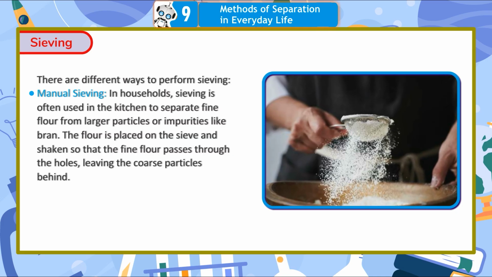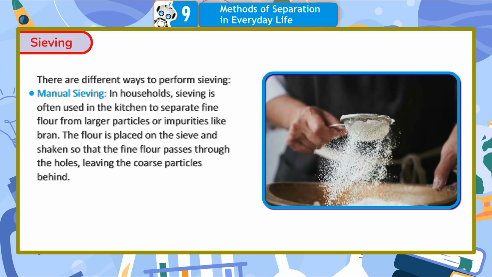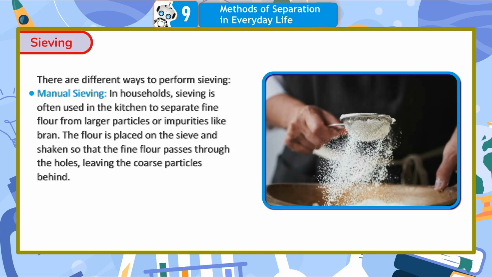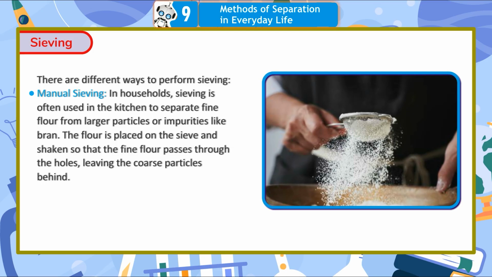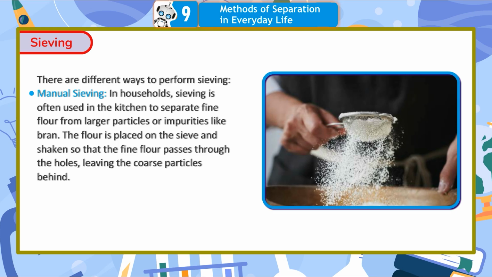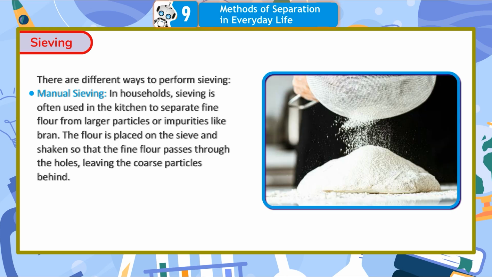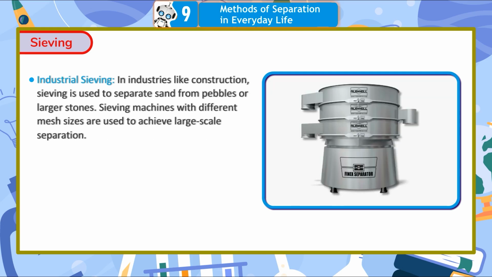Manual sieving. In households, sieving is often used in the kitchen to separate fine flour from larger particles or impurities like bran. The flour is placed on the sieve and shaken so that the fine flour passes through the holes, leaving the coarse particles behind.